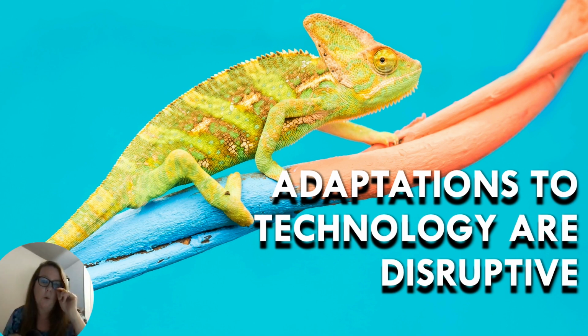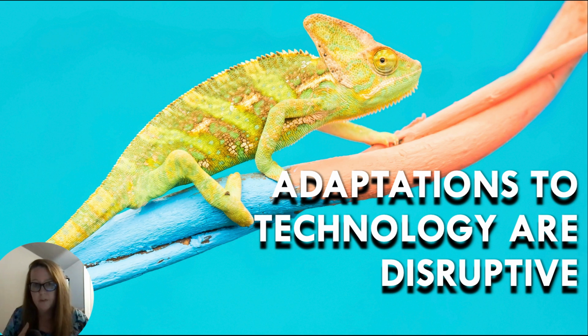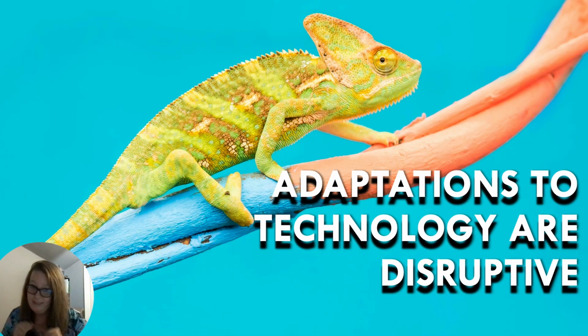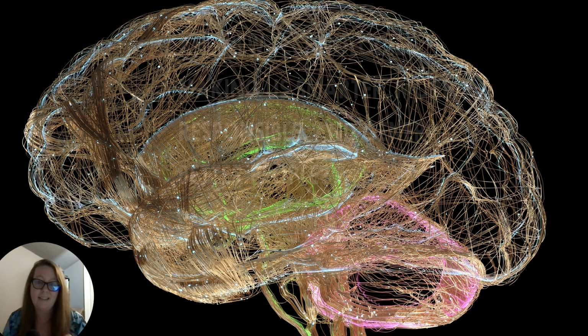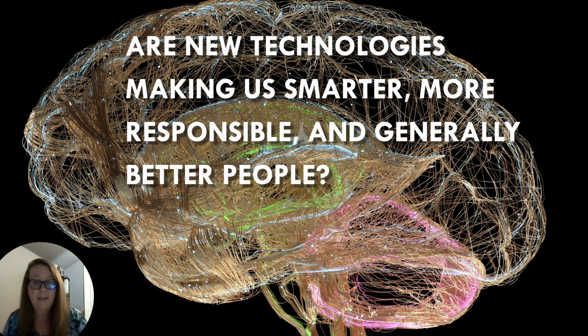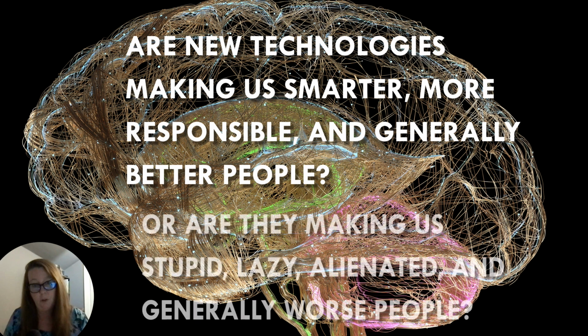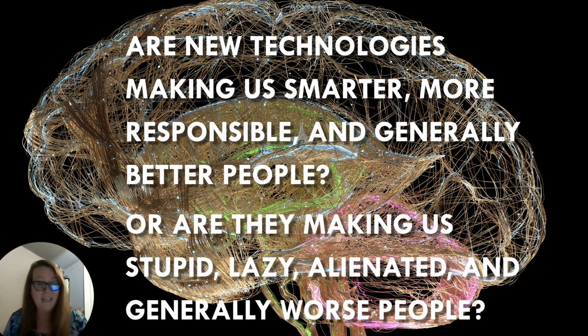Anyhow, so we see that the relationship between technology and human societies or individuals is complicated. Can we say conclusively that technology causes social problems or that technology is a solution for social problems? Really, what we need to ask ourselves is, are new technologies making us smarter, more responsible, and generally better people? Or are they making us stupid, lazy, alienated, and generally worse people?